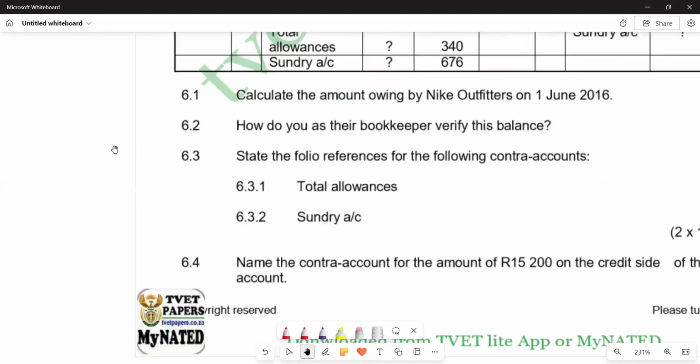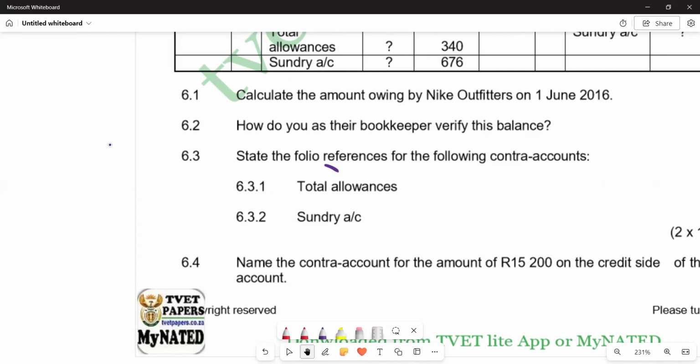6.3 reads as state the folio references for the following contra accounts. So folio reference, we know that a folio reference is a way to reference a bookkeeping entry, most often numbered in a chronological or sequential order. So this is just a way of referencing that is used in bookkeeping, and it is numbered in a chronological or sequential order. So this is what we have in terms of the explanation of a folio reference. And so the question is asking us to state the folio reference for the following contra accounts. So we've got total allowances.